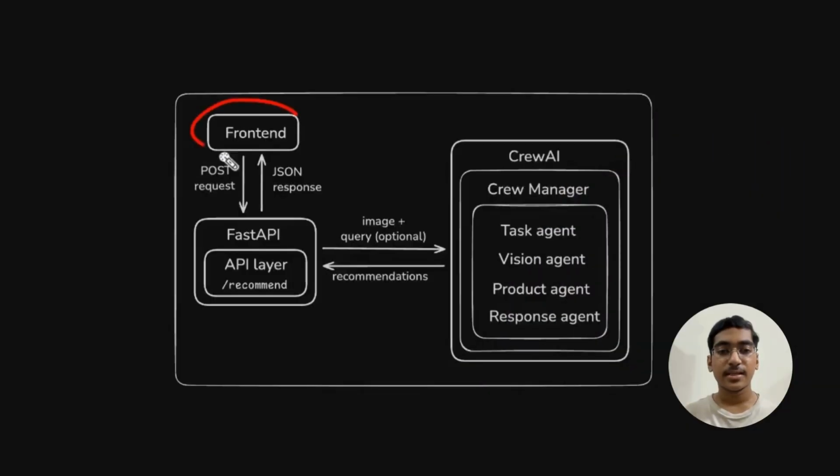The frontend first sends an image and an optional text via a POST request to the /recommend route. Then the FastAPI layer receives and forwards the input to CrewAI. Finally, the Crew Manager coordinates four agents. First, the task agent that parses user intent. Then, the vision agent that extracts features from the image. Third, the product agent that queries the product database. And finally, the response agent that ranks results and returns the top recommendations in the form of a JSON object to the frontend.